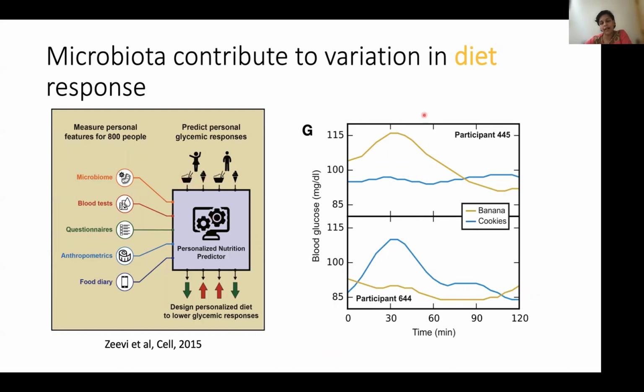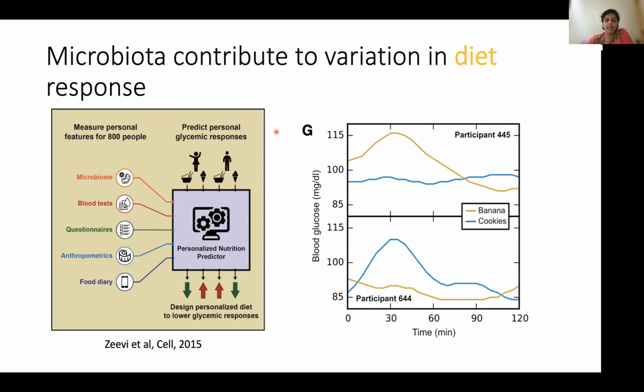And so here's an example of that on the right, where they're looking at the sugar levels in the blood over time. And they looked at two people. This is participant 445 and participant 644. And they gave each of these two individuals either a banana or cookies. And if you had asked me before I looked at this study which one of these, the banana or the cookie, would cause a bigger spike in sugar, I would have said the cookie causes the bigger spike in sugar. And that's actually what we see for patient 644, that the cookie causes a bigger spike at 30 minutes in the sugar level, right? And the banana really doesn't. But look at this participant. This participant actually had a bigger spike in sugar with the banana than the cookie.